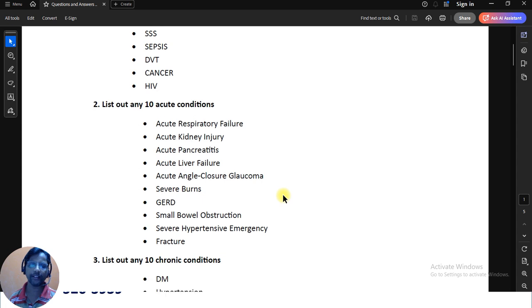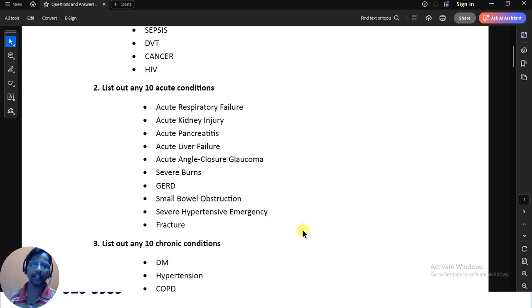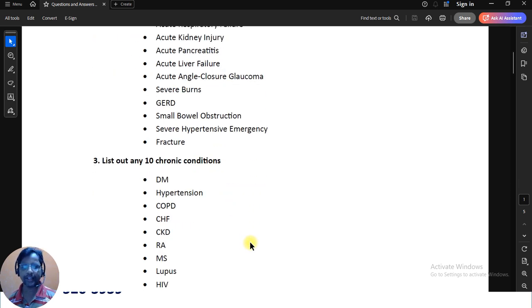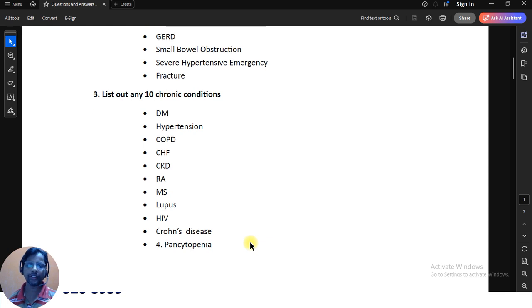Basically, acute conditions are of sudden onset. These are the common acute conditions. In the interview, if they ask you to tell a few acute conditions, you can remember these: ARF, AKI, acute pancreatitis, acute liver failure, acute angle closure glaucoma, severe burns, GERD, small bowel obstruction, hypertensive emergency, and fracture.